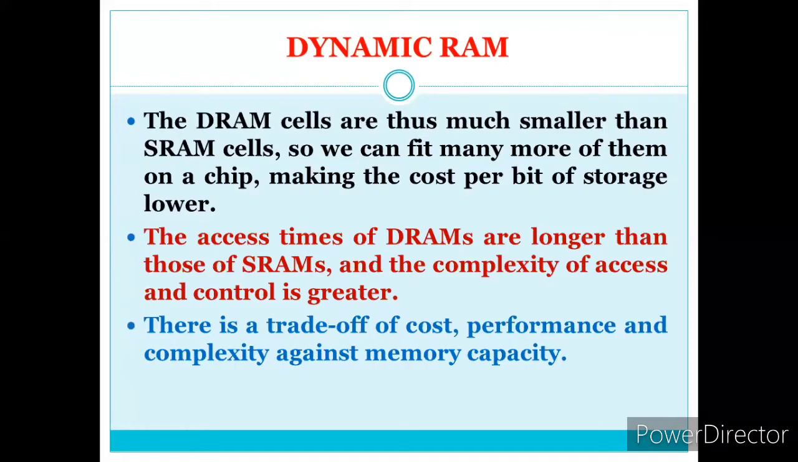The access times for the DRAM are longer than those of a static RAM, and the complexity of the control is greater. So if you observe the second point, what are the disadvantages here? The disadvantage is that the time taken for the DRAM is longer than that of an SRAM, and the complexity to handle the DRAM is a little bit greater. Due to this, there is a trade-off of cost, performance, and complexity against the memory capacity.